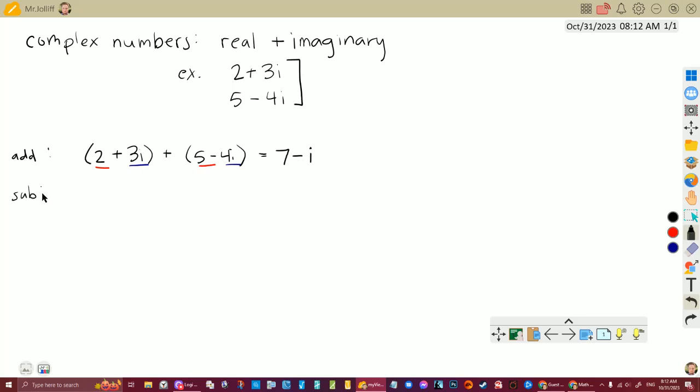We can do a similar thing. We can subtract. So 2 plus 3i minus 5 minus 4i. And remember, when you subtract, that subtraction distributes through the entire second set of parentheses. So we're subtracting real from real and imaginary from imaginary. So 2 minus 5 is minus 3. And then we get 3 minus a minus 4 is going to be plus 7.